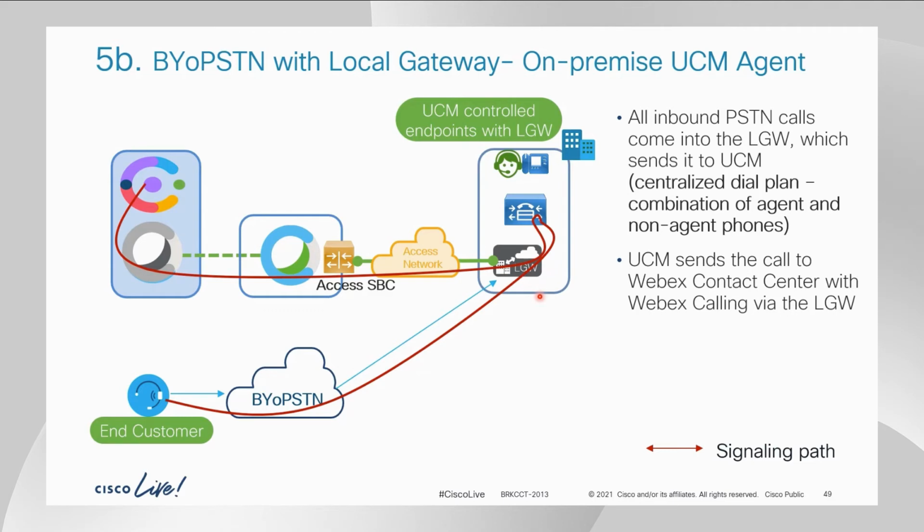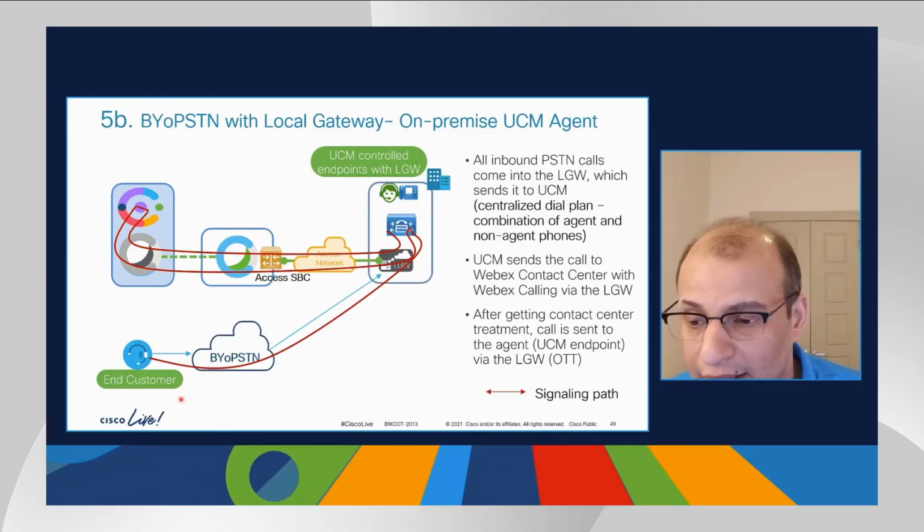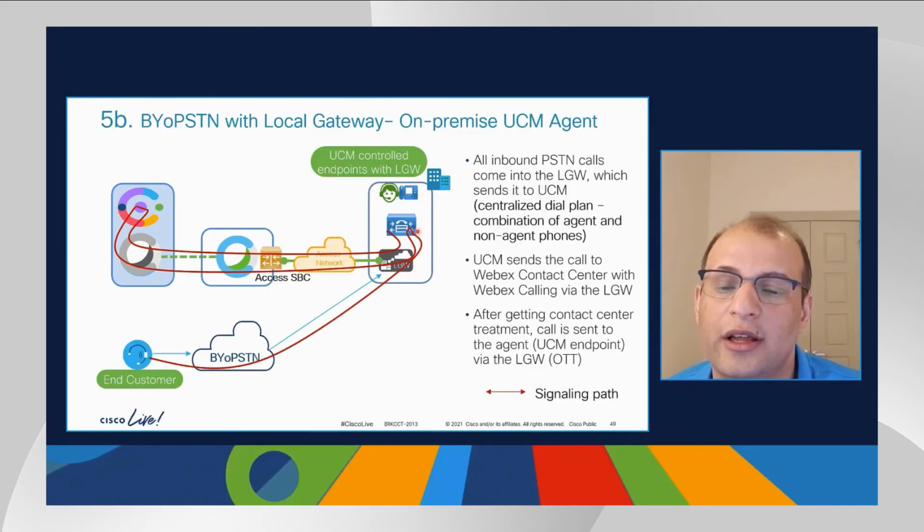It sends the call back to the local gateway, and the local gateway sends it to the contact center via the Webex calling cloud, and then the call gets the IVR treatment, queuing, the whole 9 yards, and then as the agent becomes available, the call is sent back to the local gateway, and this time based on the configuration we have placed on the local gateway and the unified CM. Once the local gateway sends it back to unified CM, this time the unified CM knows that this is intended for the agent phone, and it will ring the agent phone, thereby connecting the end customer to the agent and vice versa.